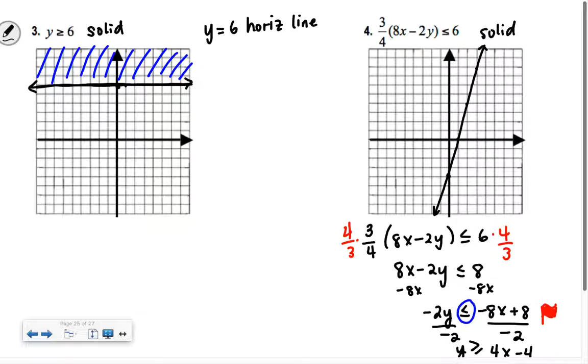So we draw that in. This one's kind of close to 0, 0. So if you weren't sure if your line's a little bit wobbly, you can always pick something else. But I'm going to go ahead and pick 0, 0. And you can plug it into the original.